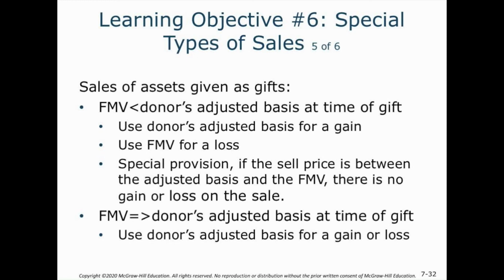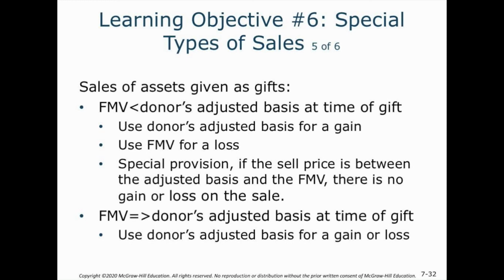And then, as mentioned earlier on, we've got a breakdown for those sales of assets given as gifts. And here we've got the fair market value less than the donor's adjusted basis at the time of the gift. We're going to use the donor's adjusted basis. So again, it's going to be that transfer basis. However, if the fair market value, we're going to use fair market value for a loss. And if the selling price is between the adjusted basis and the fair market value, then we're not going to have a gain or a loss.